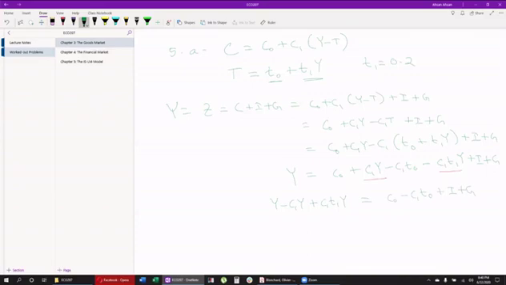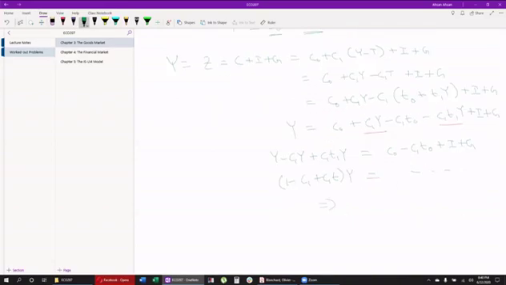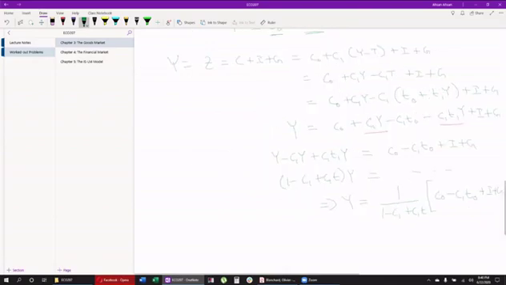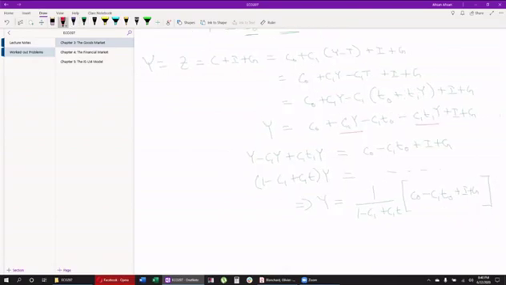And if we simplify this side, what we will get is 1 minus C1 plus C1T1 times Y equal to what we had. And so effectively what we get is Y equals 1 divided by 1 minus C1 plus C1T1, times C0 minus C1T0 plus I plus G. So you see the structure of this equilibrium is the same as the old equilibrium. Over here we have the autonomous part of our spending. This does not depend on income. And over here we have the multiplier.